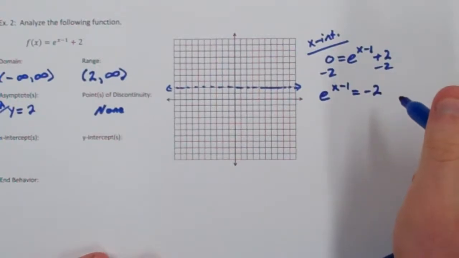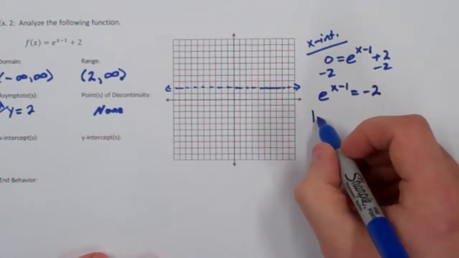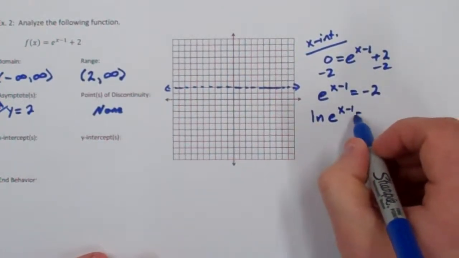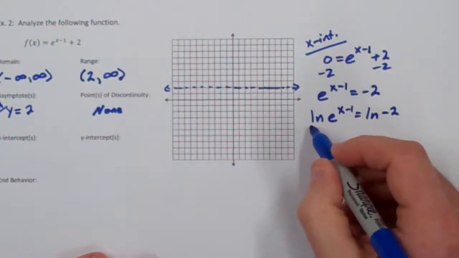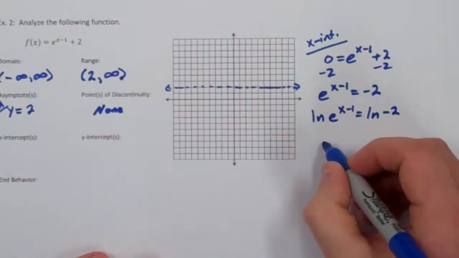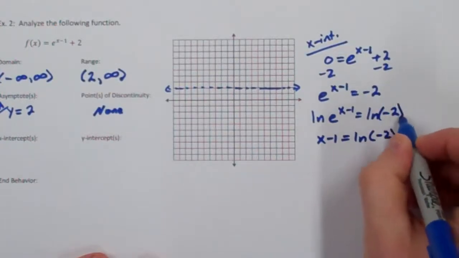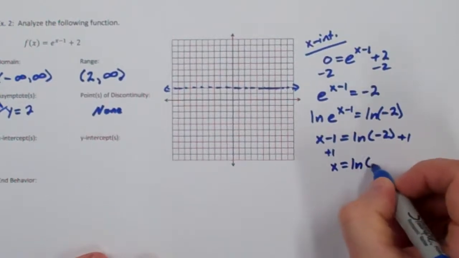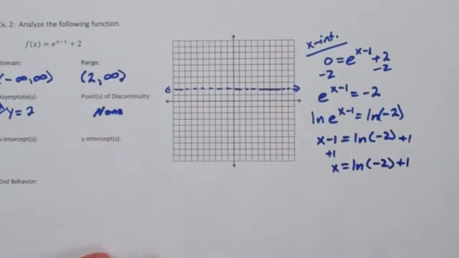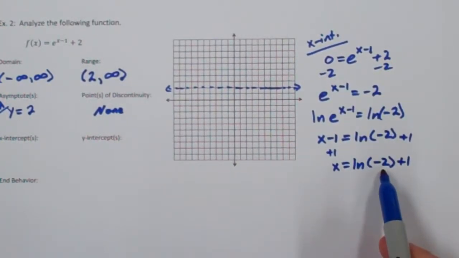I find the simplest thing to do here would be to take the natural log of each side. And then we've got the natural log of negative 2, so we can pull the x minus 1 out, and the natural log of e is just 1. So we've got x minus 1 is equal to the natural log of negative 2. Adding 1, we're going to try to evaluate this. Now there's a problem here. The problem is this position, the argument position. It is negative. That is definitely not allowed.